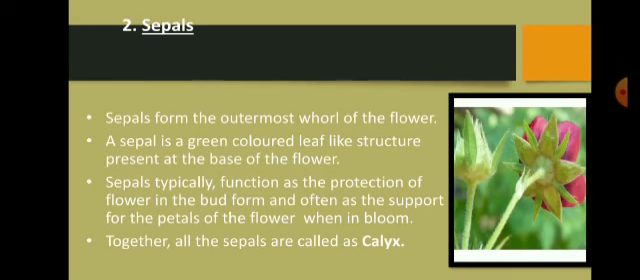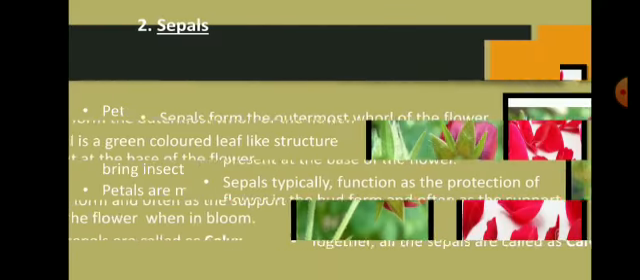Now here we are going to discuss about the sepals. I have shown you the picture also. Sepals are the outermost whorl of the flower, or outermost circle of the flower. A sepal is a green colored leaf like structure present at the base of the flower. You can see in the picture the green leaf like structure which is present at the base of the pink color flower. So sepals typically function as a protection of flower in the bud form, and often as a supporter of the petals of the flower when in the bloom. And together all the sepals are called as the calyx.